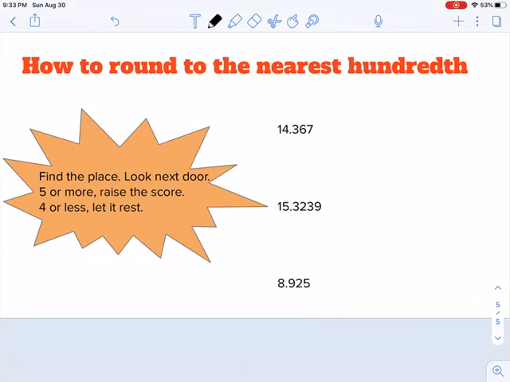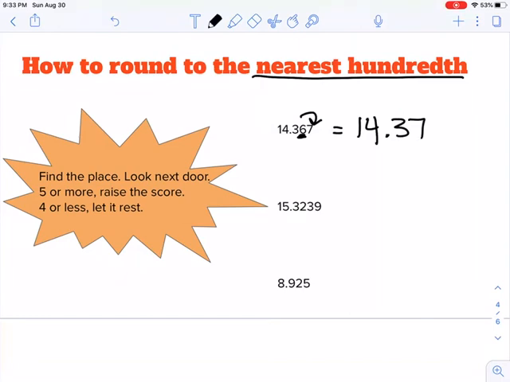All right, the last part is rounding to the nearest hundredth. The hundredth is the second number to the right of the decimal. So there's our place. We're looking next door. And that next door in this example is 5 or more. So we're raising the score. We're going to raise the number that we're rounding up by one. So this would become 14.37.